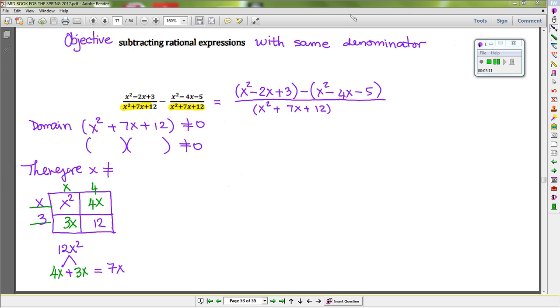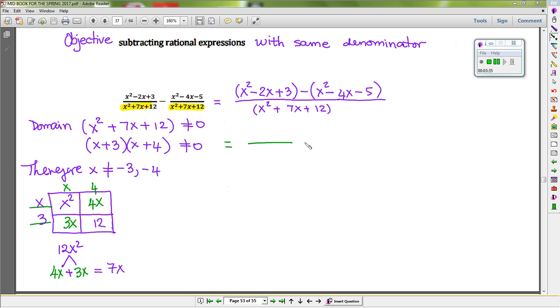So therefore the factors are x plus 3 times x plus 4. This means that x cannot be equal to negative 3 or negative 4. So now let's go back and continue here.